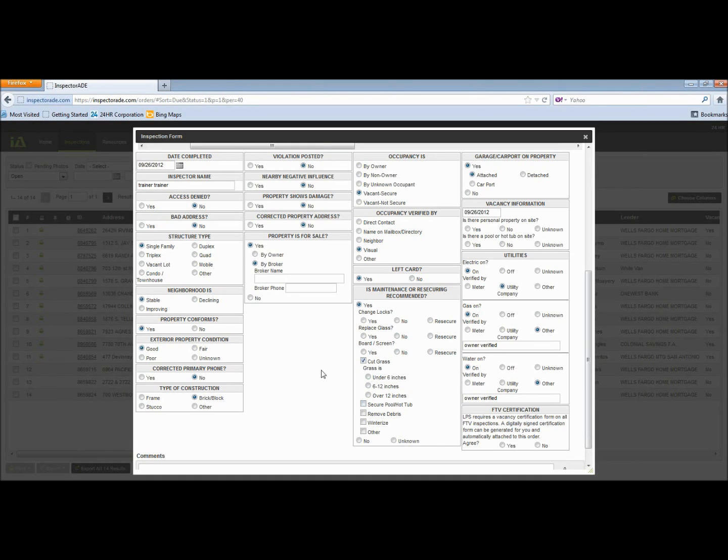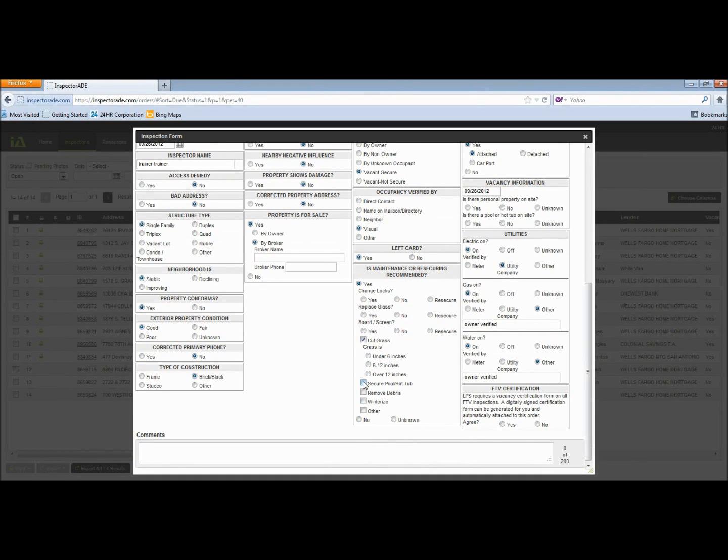And it's going to ask you how long the grass is. If there's a hot tub or pool, should it be secured? If there's debris around the house, a lot of personal property. A lot of homeowners, when they move out, they tend to leave a lot of stuff. And then winterize. The house needs to be winterized or not.